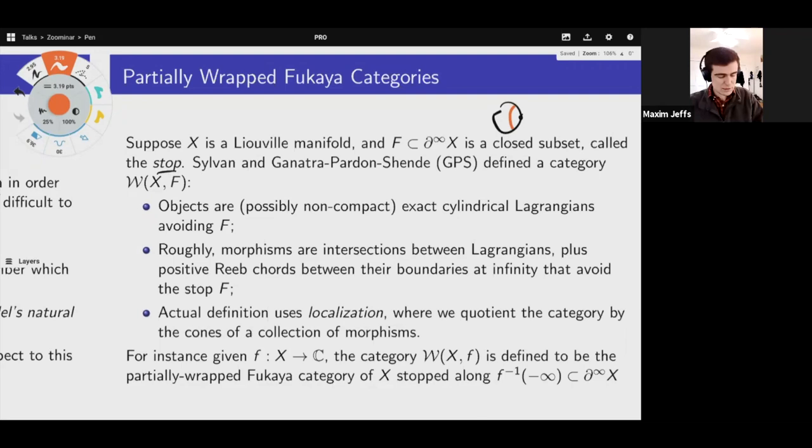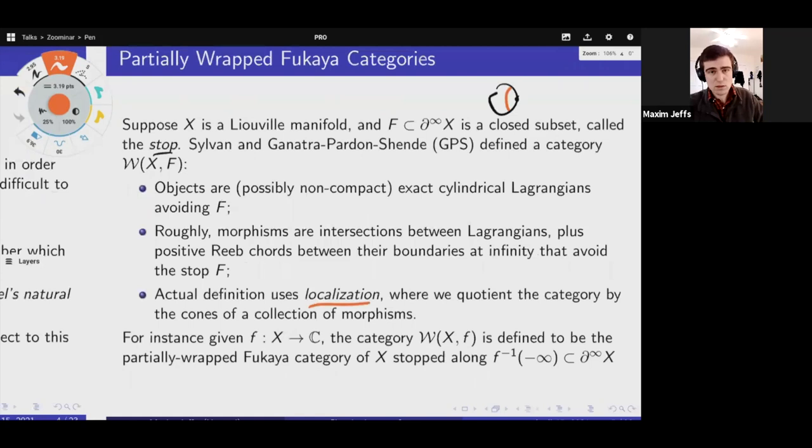So what we mean by localization is that we invert some morphisms in the category to produce a new category in which those morphisms are invertible. So that's the idea of how you do this. And we'll see a bit more about this localization procedure later on. This was done by Lyubashenko and Ovsienko, who gave a definition of what it means to localize an A infinity category to give you another A infinity category. So there's a very explicit method for how you do this.